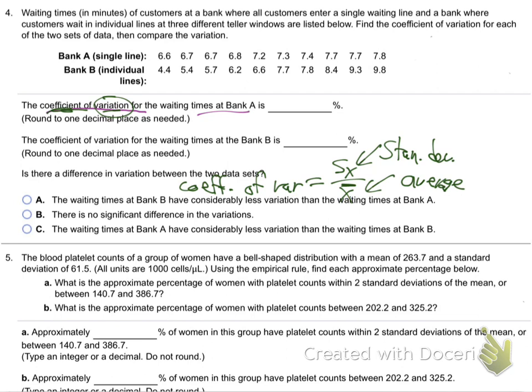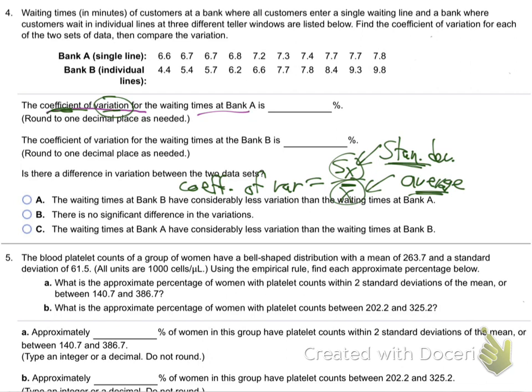Basically, when you take standard deviation and divide it by the average value in the data set, you want that number to be lower. Standard deviation is how much deviation there is in the data set, and when you divide that by the average, you get what portion of the average the data set varies by. So how do we get this?